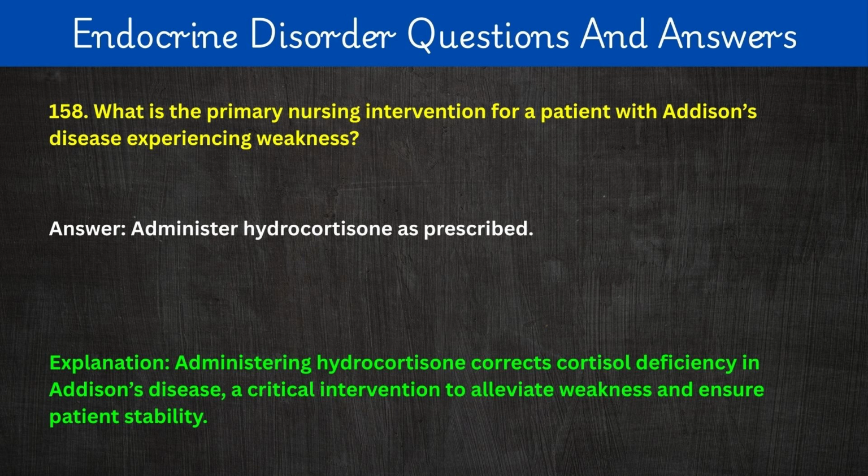158. What is the primary nursing intervention for a patient with Addison's disease experiencing weakness? Answer: administer hydrocortisone as prescribed. Explanation: administering hydrocortisone corrects cortisol deficiency in Addison's disease, a critical intervention to alleviate weakness and ensure patient stability.